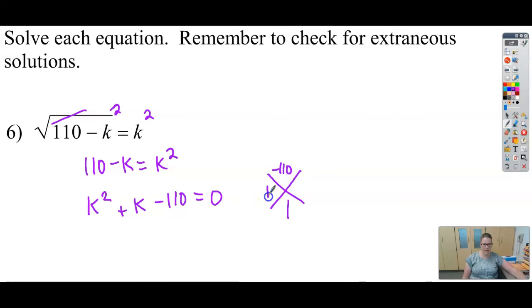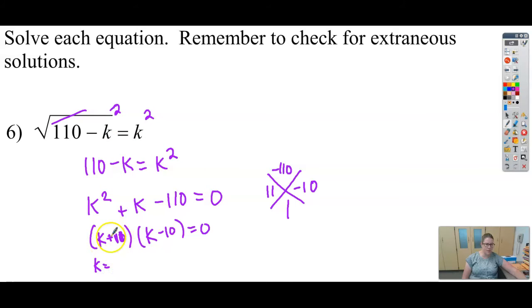So it looks like 11 times 10 would work. I would want the 10 to be our negative because our result when we add them should be positive. So 11 and 10 are my factors. So k plus 10, k plus 11, and k minus 10 equals 0. I would divide each of these by a, but a is 1, so it's not going to change anything. And then go ahead and find your solutions.